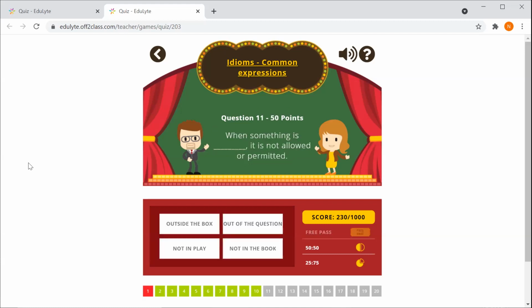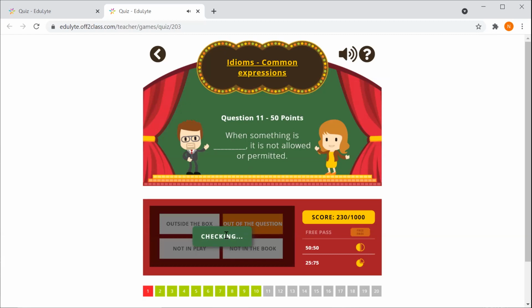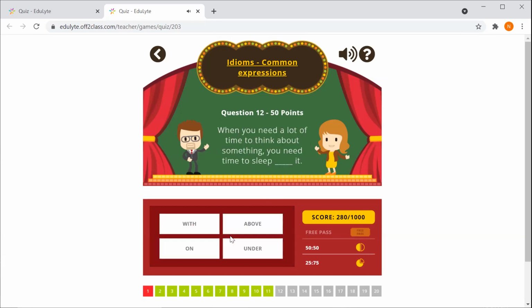Next. When something is out of the question, it is not allowed or permitted. Great. Next. When you need a lot of time to think about something, you sleep on it. On it, okay. Okay. Next one. You have 3 lifelines left, so you can also use them in case you're confused.